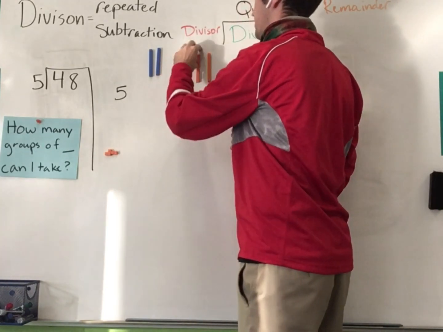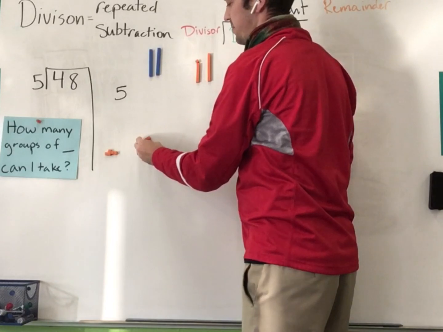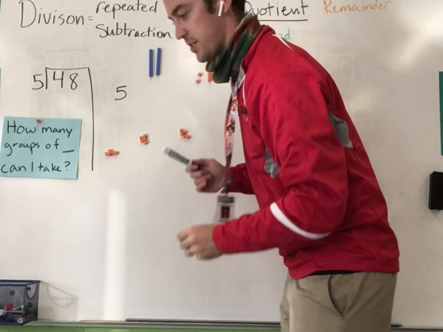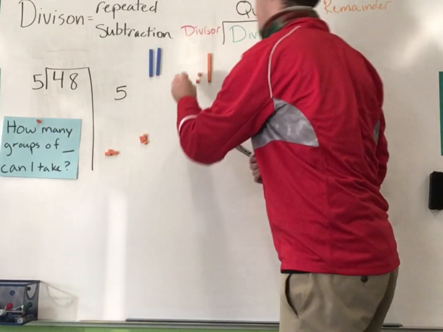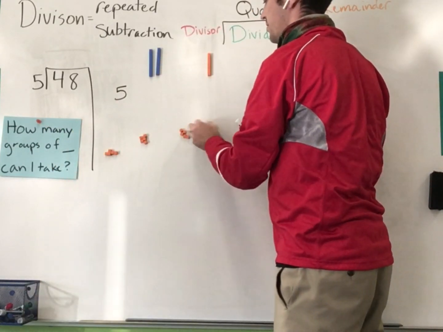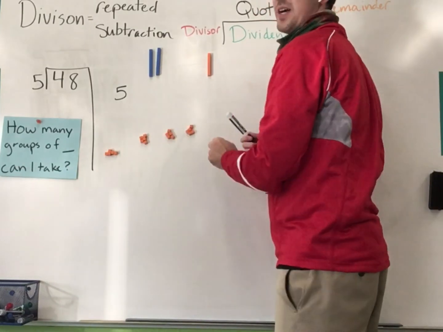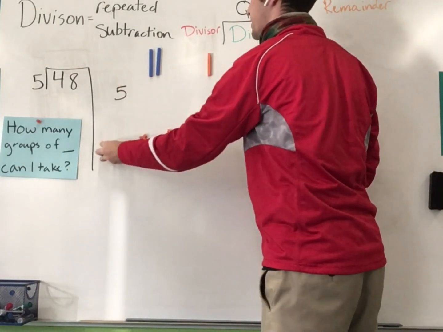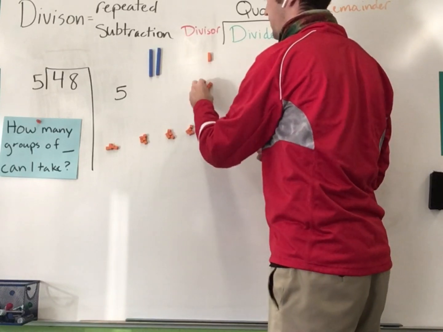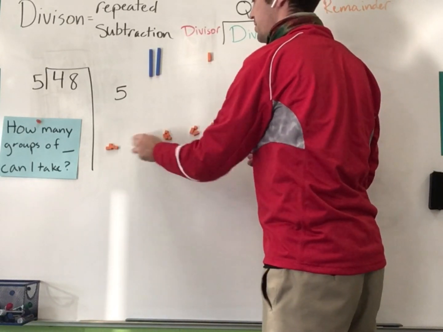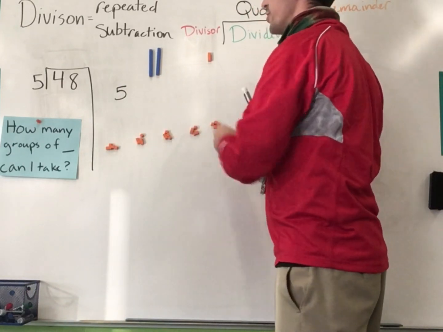5, 5, 5. Oh dear, I lost one. 5. I have 1, 2, 3, 4 groups of 5. I need 5 groups of 5. 5. 1, 2, 3, 4, 5. I now have 5 groups of 5.